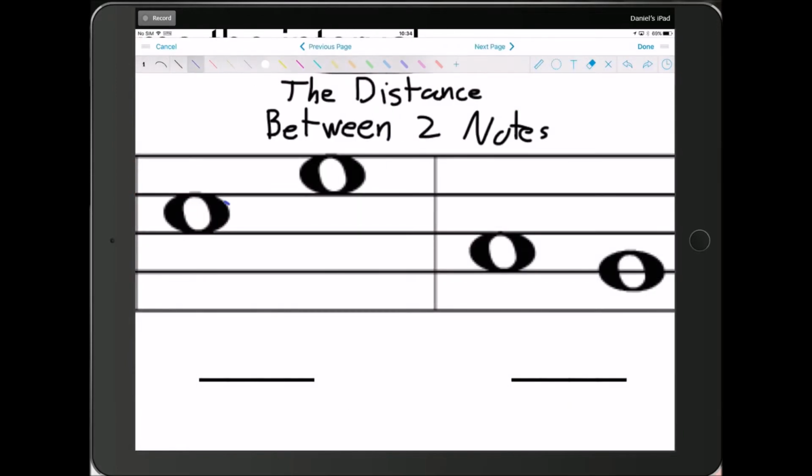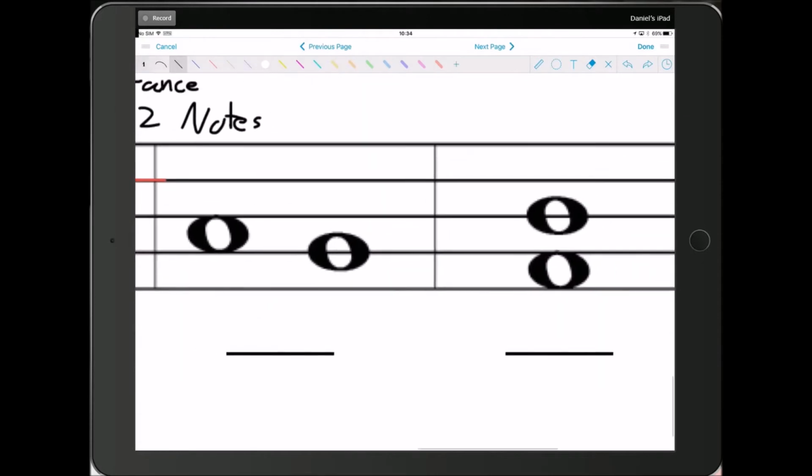On this one, we have a space, and a line going in between those two. So we have 1, 2, 3. A third. Not that hard. And the next one, it's the smallest one. We have a space, and we have a line. So, count 1, 2. That's a second.